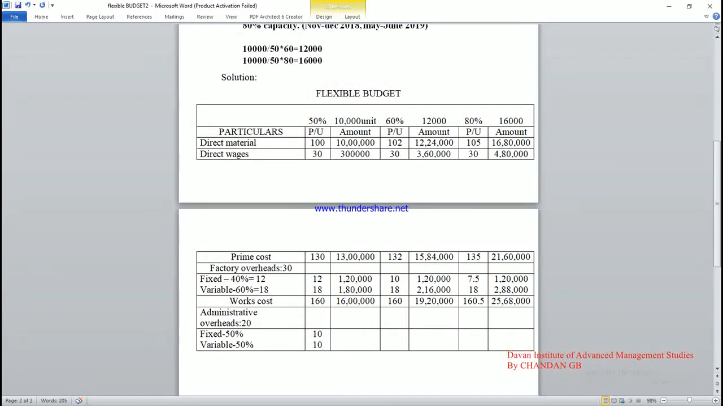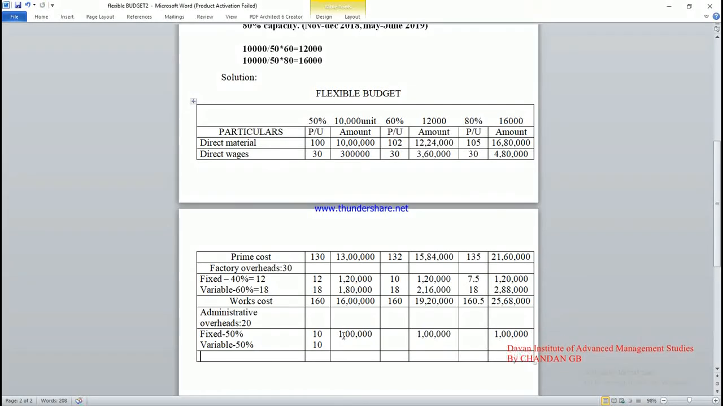Clear? So first fixed, find out the fixed amount. 10 rupees into 10,000 units, you'll get the amount 1 lakh rupees. So fixed. Right? In the case of fixed charges, the amount remains the same for all the units. 1 lakh rupees for all the capacity.